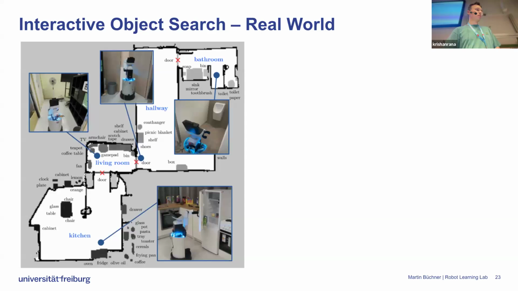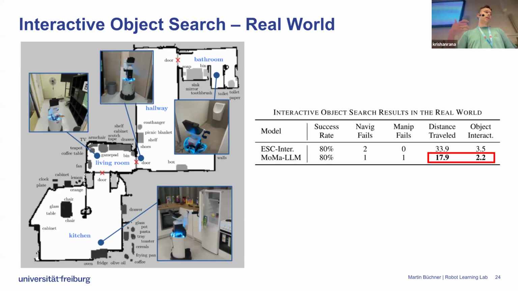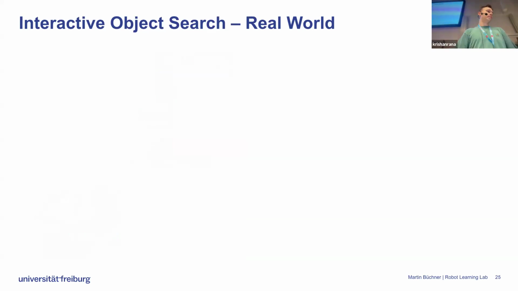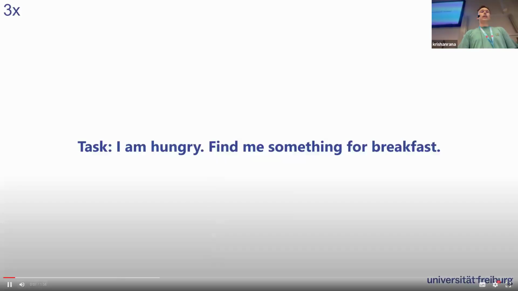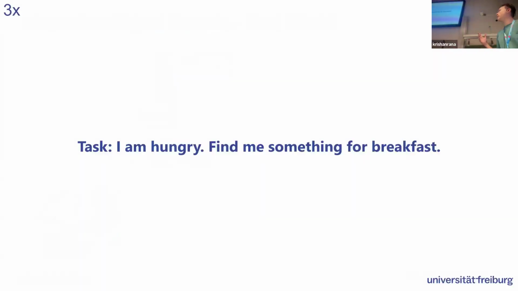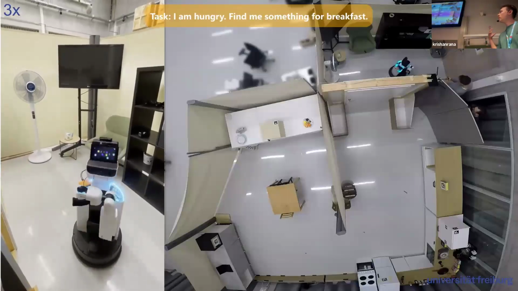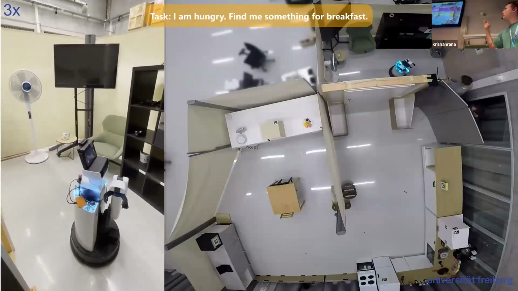We also demonstrate these capabilities in real-world environments using a Toyota HSR mobile manipulator, where we have a scene with multiple rooms and with closed doors, closed drawers, cabinets, and so on. We find that our MoMA LLM policy decreases the number of object interactions while covering less distance. So this is how it looks. In the real world, we also show that our policy transfers to more complex tasks, such as: I am hungry, find me something for breakfast.